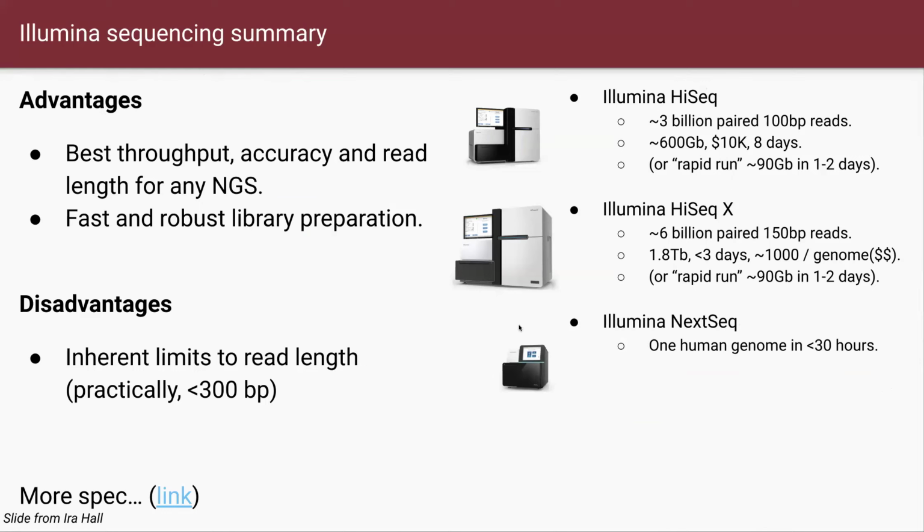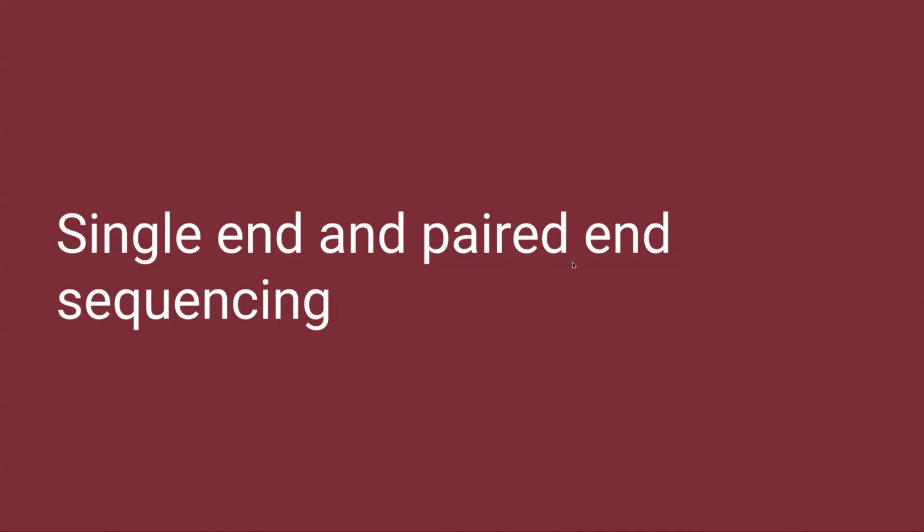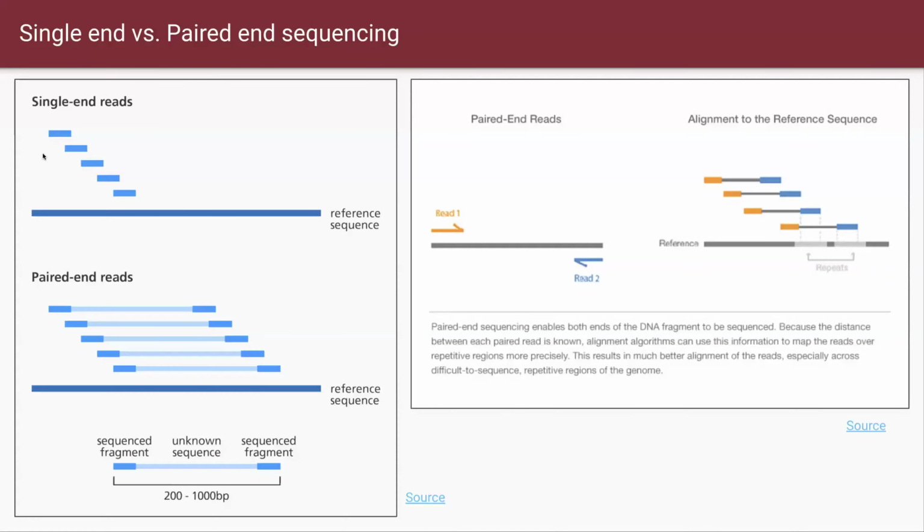And Illumina sequencing and next-gen sequencing have a specific format, which is single-end and paired-end sequencing. So as I mentioned in previous slides, once you have the library, like in here, you have adapters here, right?